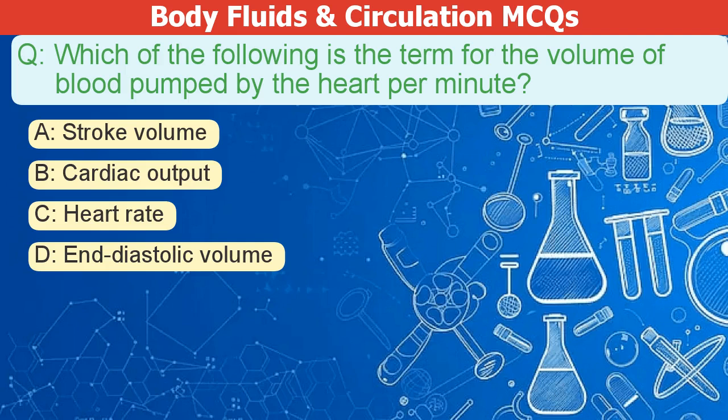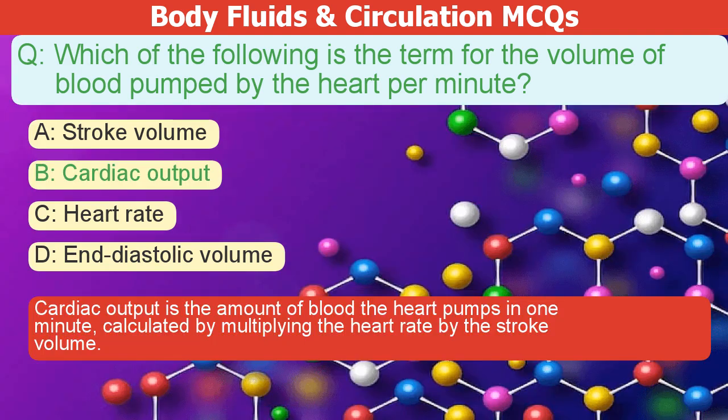Which of the following is the term for the volume of blood pumped by the heart? A. Stroke volume. B. Cardiac output. C. Heart rate. D. End diastolic volume. The correct answer is B. Cardiac output is the amount of blood the heart pumps in 1 minute, calculated by multiplying the heart rate by the stroke volume.